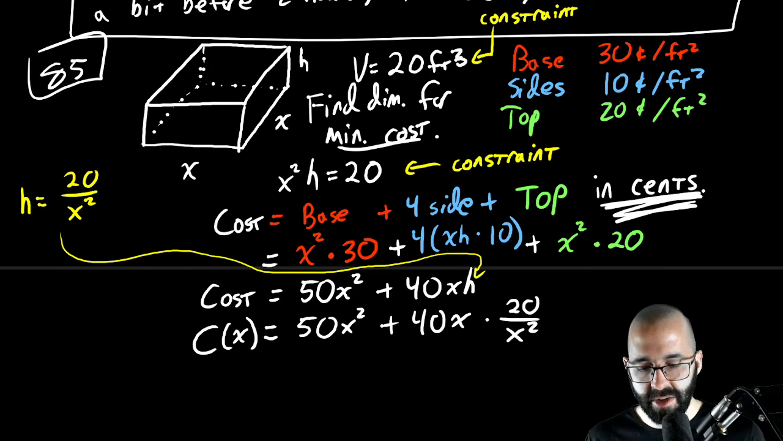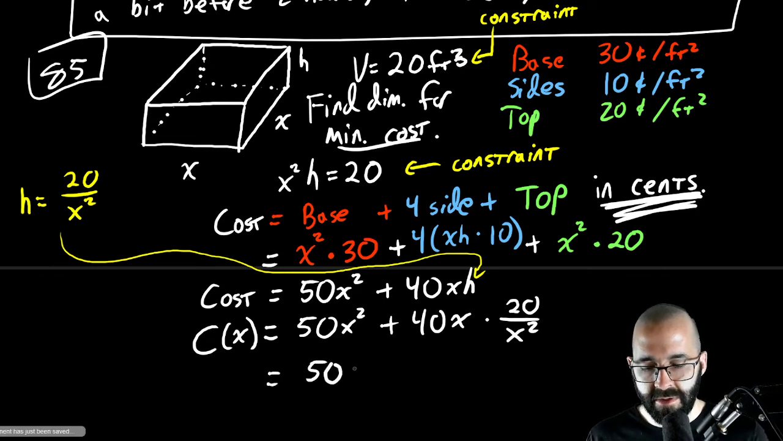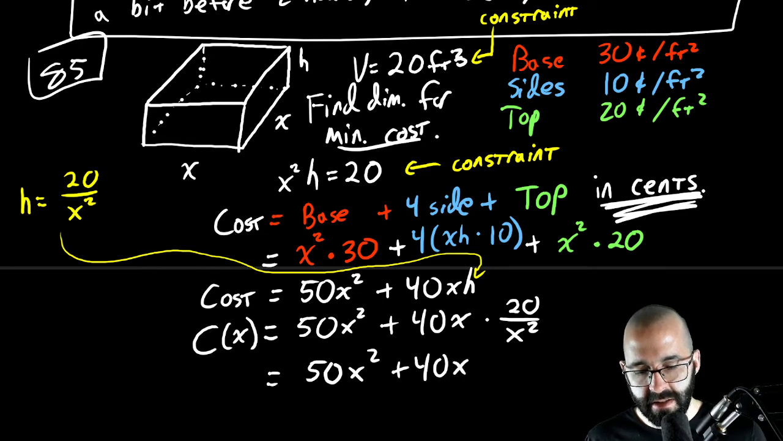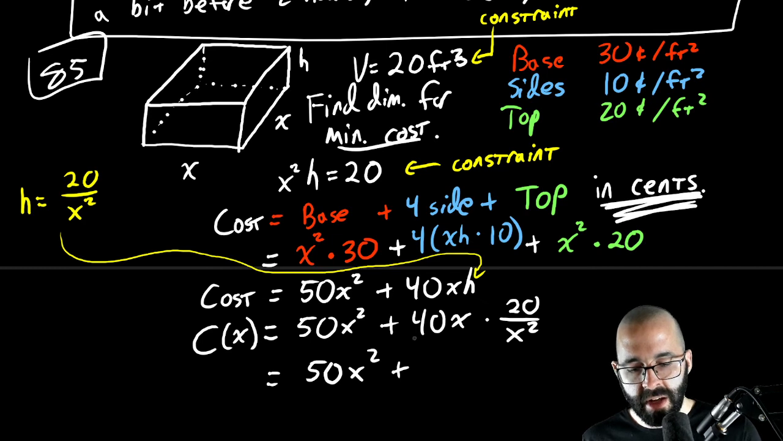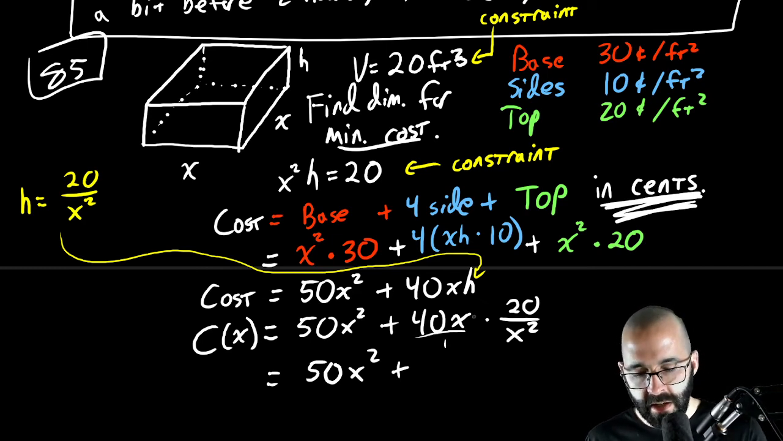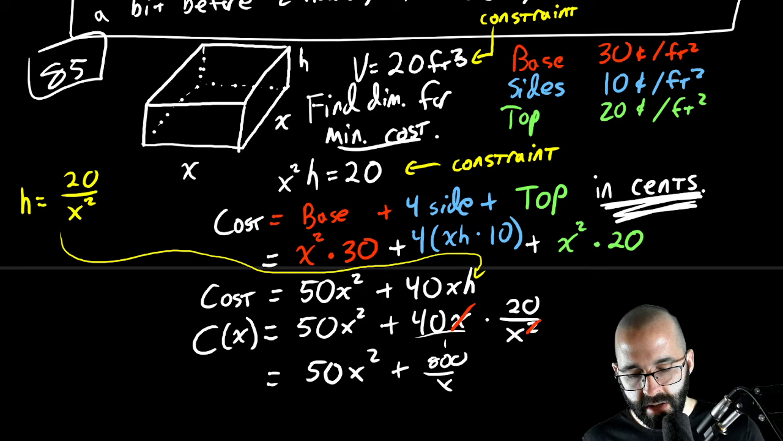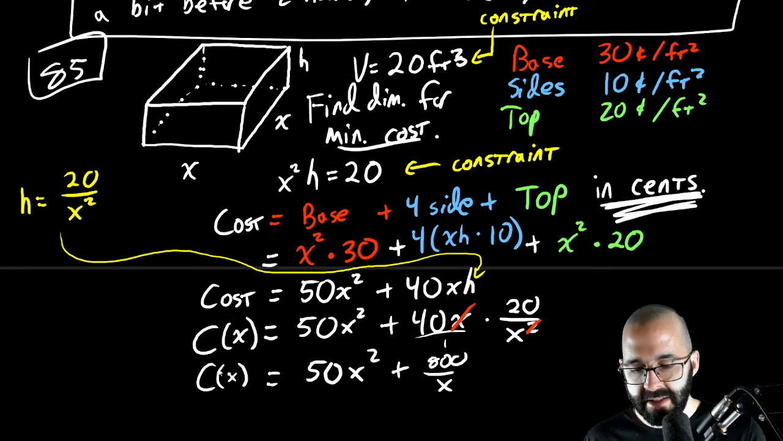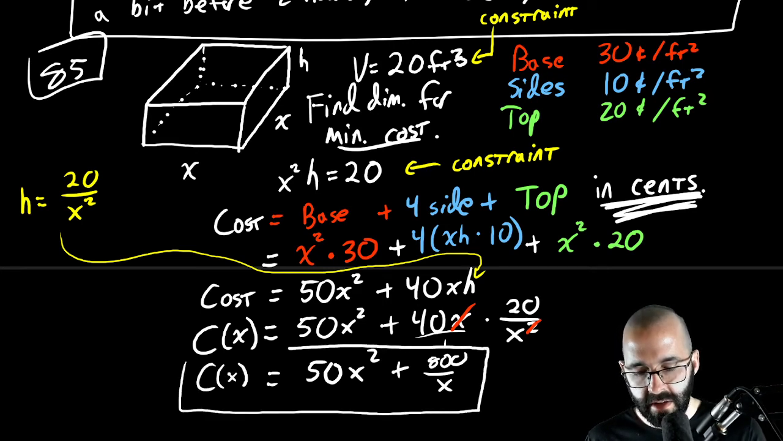Let's simplify this a little bit. That's 50x squared plus 40x. Oh, whoa, we have to multiply these together. Let's think about this as 40x divided by 1. One of these x's is going to cancel with one of these x's. 20 times 40 is going to be 800. And this is our cost function.